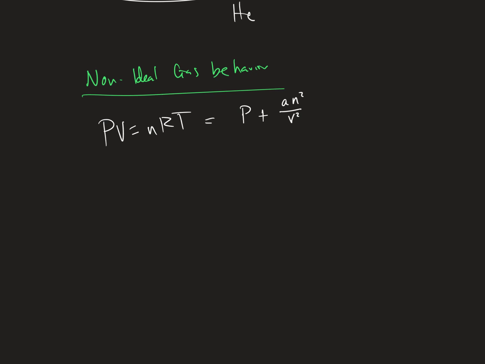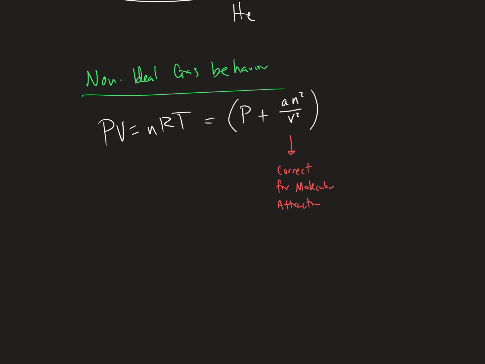And so on the exam, I will give you A, and I will give you B. So you just have to plug it in and solve. That's it, okay? Just like I said, it just makes you do some math, basically. So this part right here corrects for molecular attraction or repulsion, either one.